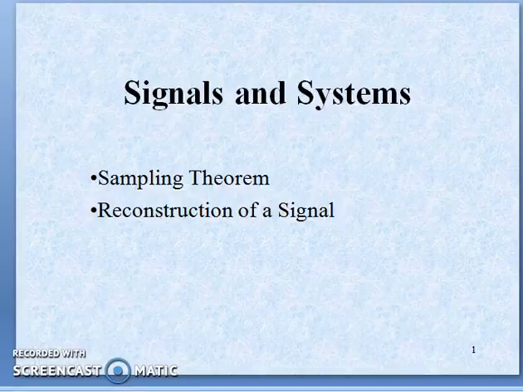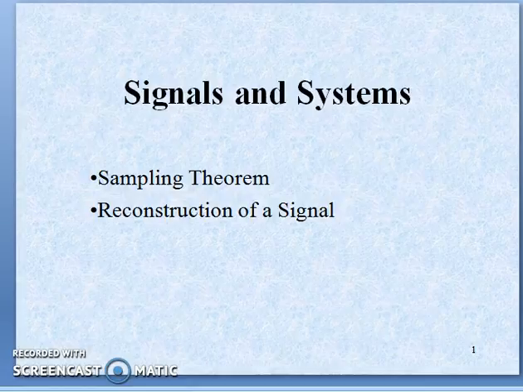Today, let us discuss a topic called sampling and how to convert a continuous time signal to a discrete time signal. This job is done by a theorem called the sampling theorem. Sampling is a process of converting a continuous time signal to a discrete time signal. Using a process called reconstruction, we can convert the discrete time signal back to a continuous time signal.